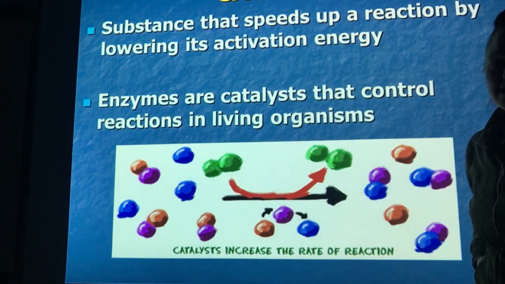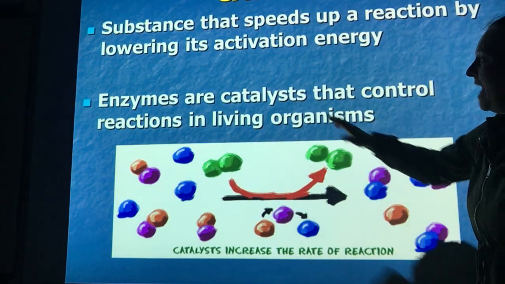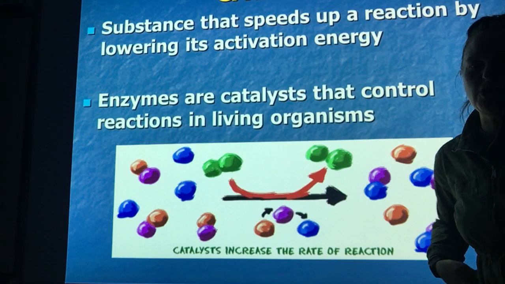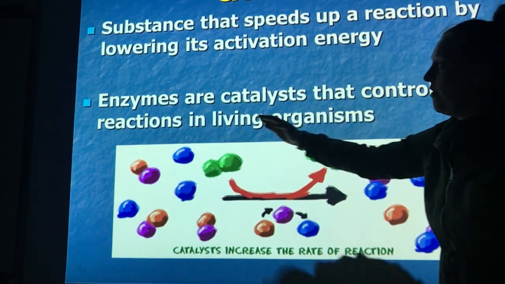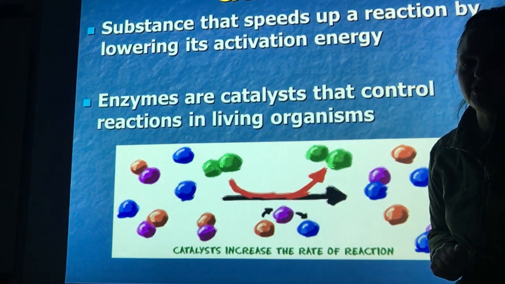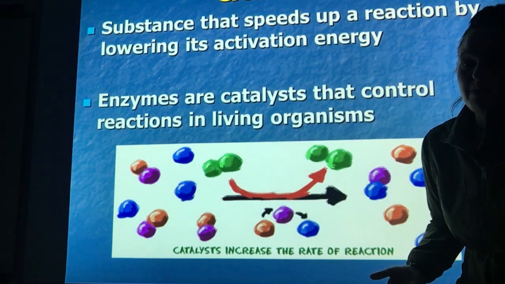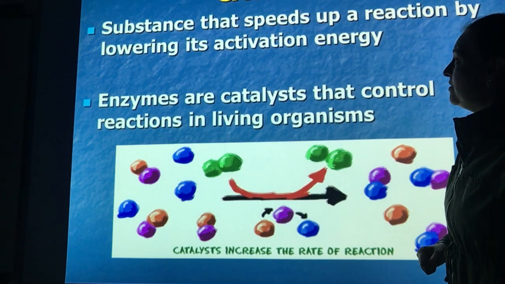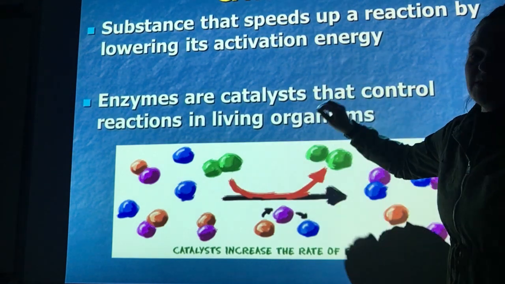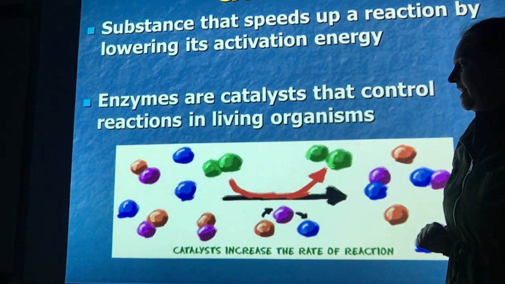Then the enzyme. Enzymes are a specific type of catalyst. Enzymes are catalysts that are found in living organisms. So in biology, we're going to call them enzymes because everything we study in biology is living organisms. In chemistry, we'll call them catalysts because sometimes we look at living things in chemistry, but most often we don't. So an enzyme is a specific type of catalyst only found in living organisms.